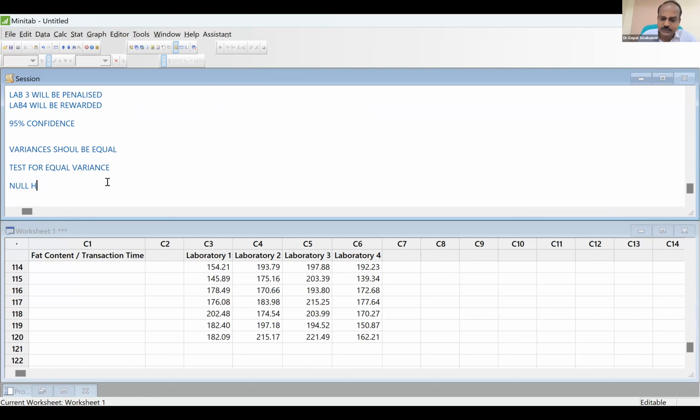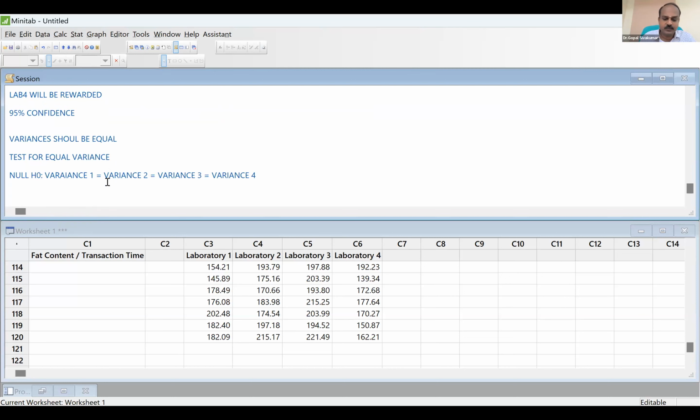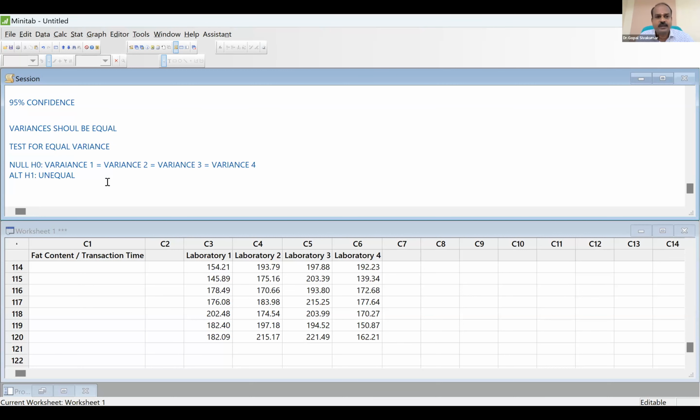Now, what is your null? H naught: variance 1 equal to variance 2 equal to variance 3 equal to variance 4. What is your alternate? Variances are unequal. And now let's do that.